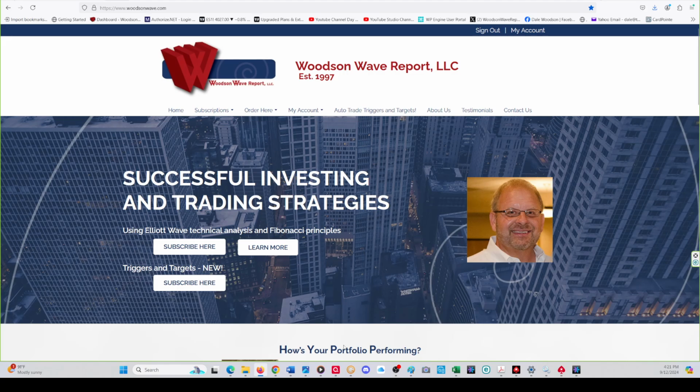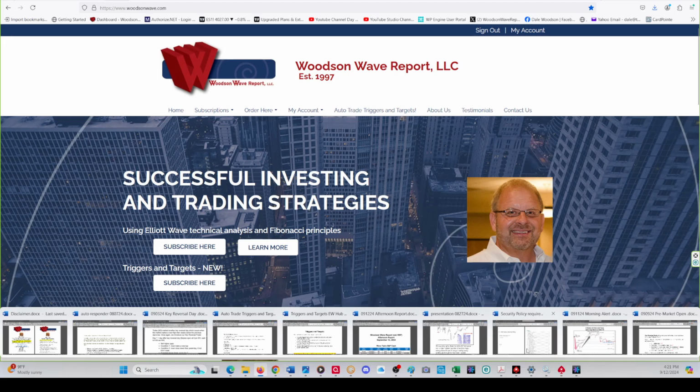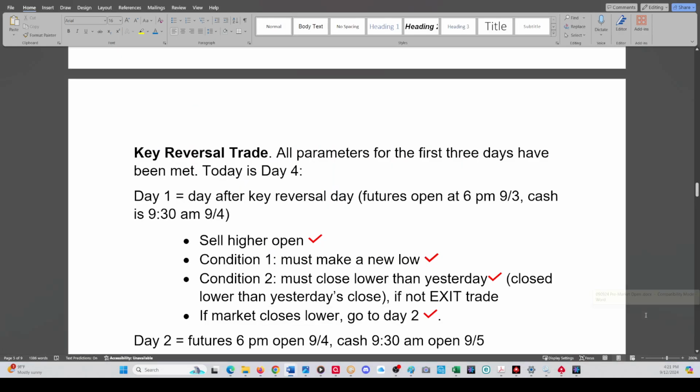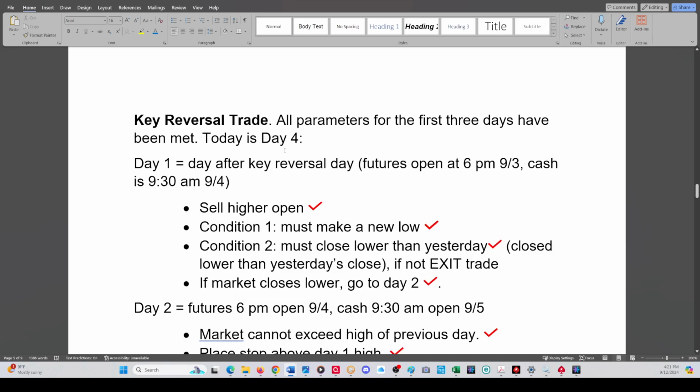I want to give you guys an update on what's going on. Let's get into the key reversal trade. It worked out pretty good with the Fibonacci dates and everything going on. Day one was the day after the key reversal day, futures on 9.3 and the cash on 9.4, and you can see on day one all the parameters were met.